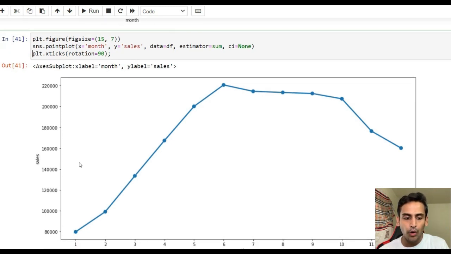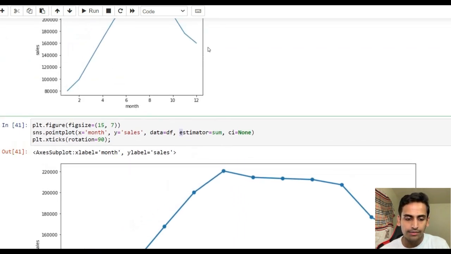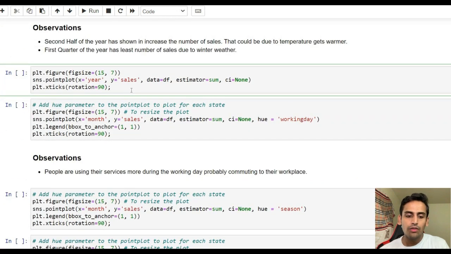I personally like the point plot because it can create those points as well, which makes it easy to see the numbers. And then we can use estimator is equal to sum to aggregate our dimensions based on sum or any kind of aggregations. And the same we are doing for the monthly. Let's do it if you want to do it for yearly.